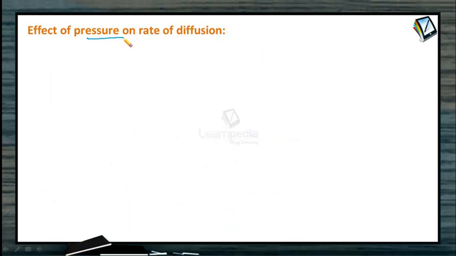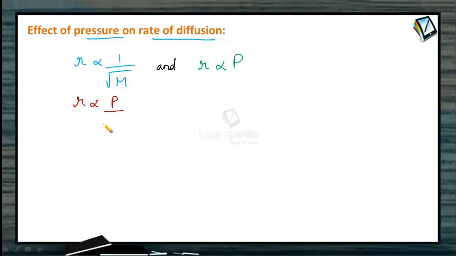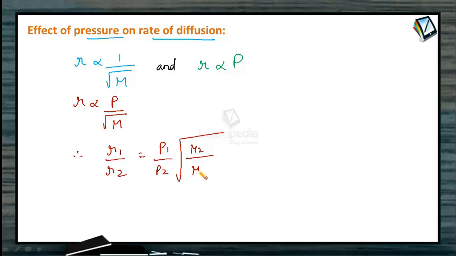Now let's see the effect of pressure on the rate of diffusion. We had already learned that rate of diffusion of a gas is inversely proportional to the square root of its molecular mass. And we need to know one more point: rate of diffusion is directly proportional to the pressure, because when more pressure is applied, definitely more gas will be diffused. Combining both these relations, we get R proportional to P upon square root of molecular mass. Therefore, R1 upon R2 is equal to P1 upon P2 into square root of M2 upon M1. That is how pressure affects the rate of diffusion.